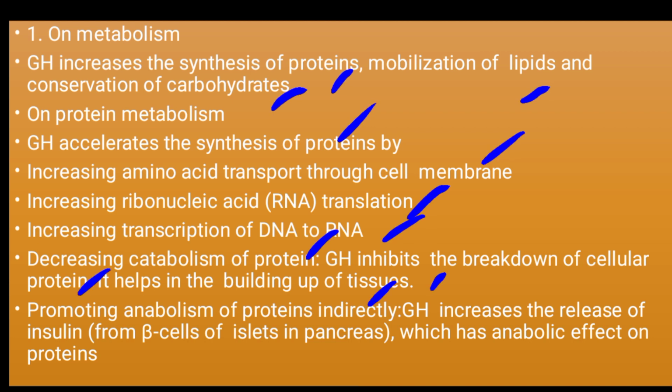It promotes anabolism of protein indirectly. How does it promote the anabolism of protein? Growth hormone increases the release of insulin from the beta cells of the islets of Langerhans, which has an anabolic effect on protein. You should note it. Simply, it helps to secrete insulin from the beta cells of Langerhans.